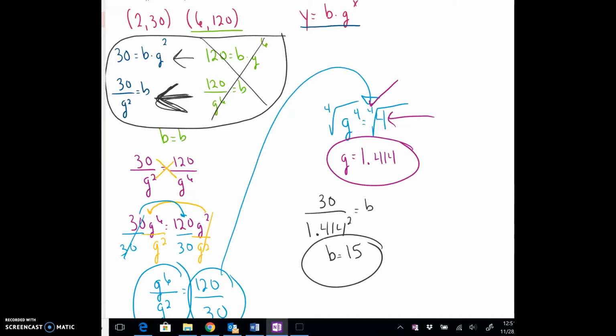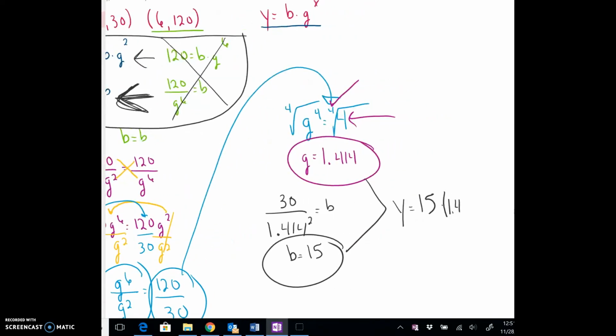So now I have my equation. Here's the final answer, putting the two together. Y equals b times g, which I'll put in parentheses, to the x power. And this is the final answer for those set of points. All right, we're going to do another one.